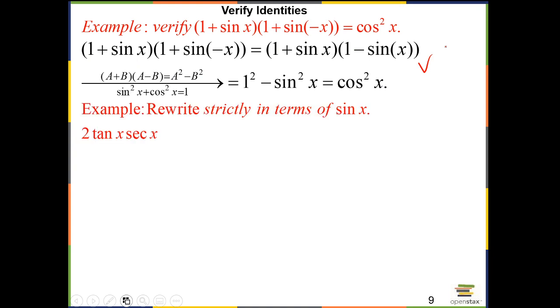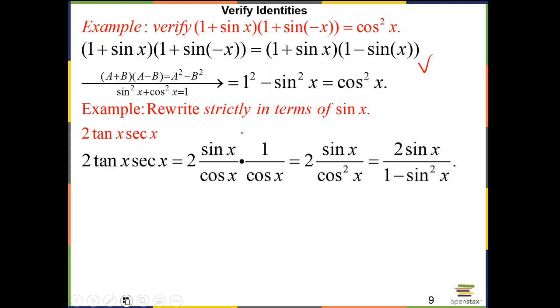Here is another one. It says rewrite strictly in terms of sine. So we want this to look like just in terms of sine. Well, tangent is sine over cosine, and secant is 1 over cosine, right? So if we write 2 times sine over cosine, and then times 1 over cosine, we end up with 2 times sine over cosine squared. Now cosine squared is 1 minus sine squared, again we know from here. So this is strictly in terms of sine. There is no other ratio in it, right?